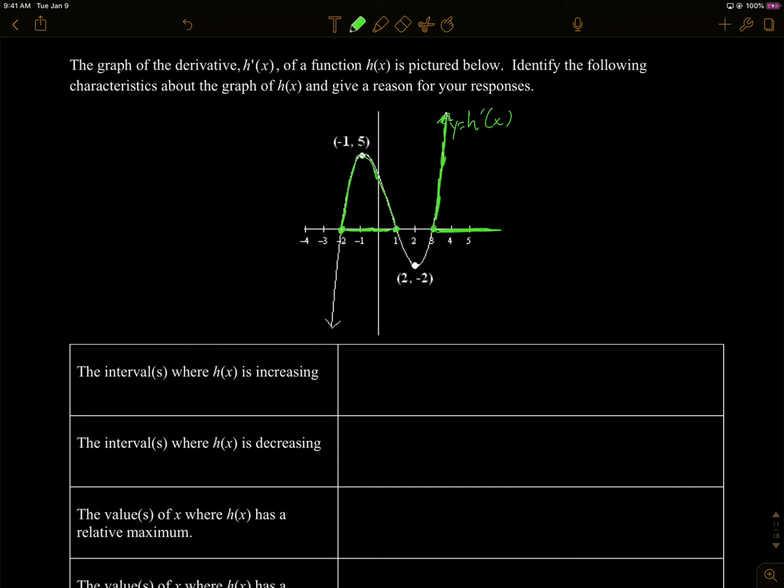So we're going to say that, how do we want to say this? They want to know the intervals where h of x is increasing. So we're going to say h of x is increasing on the interval -2 to 1, union 3 to infinity, because h prime of x is positive. We can say because its graph is above the x-axis.